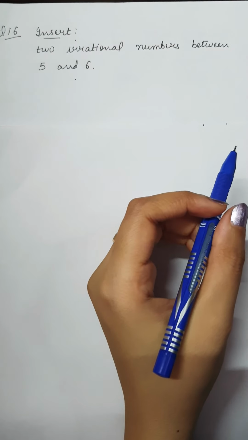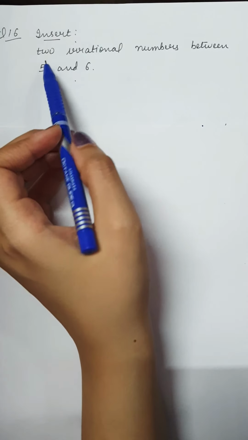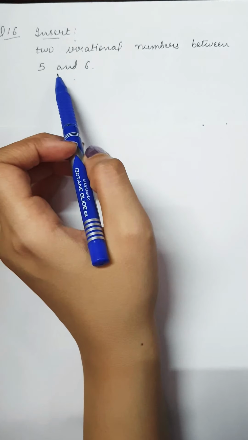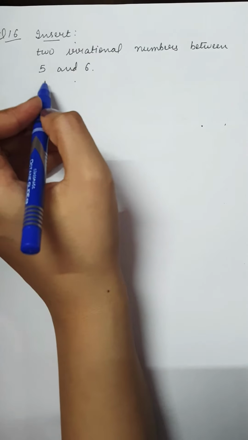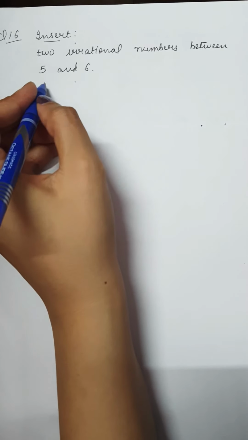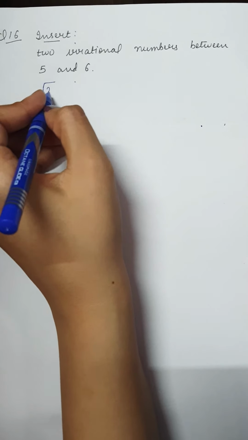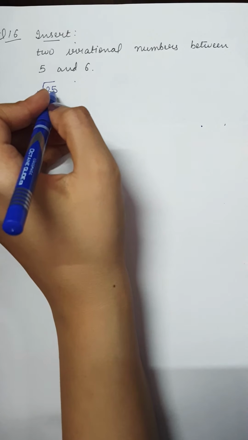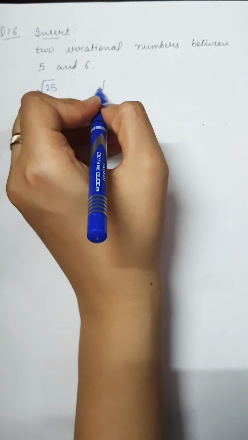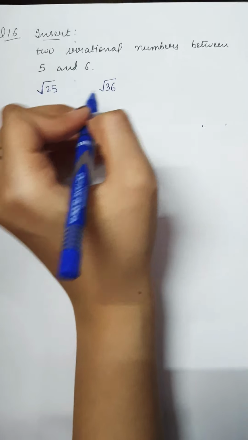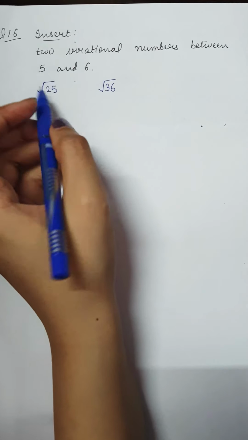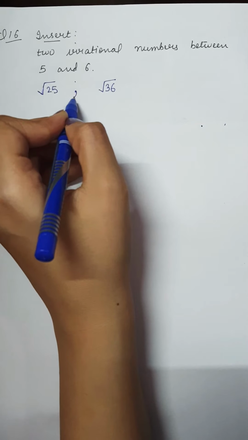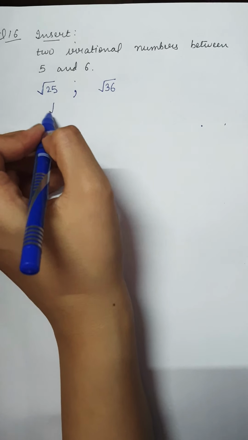Now, next question number 16. Insert two irrational numbers between 5 and 6. So first of all, 5 can be written as under root 25 and 6 can be written as under root 36. Now I need only 2, but I can write so many between under root 25 and under root 36.